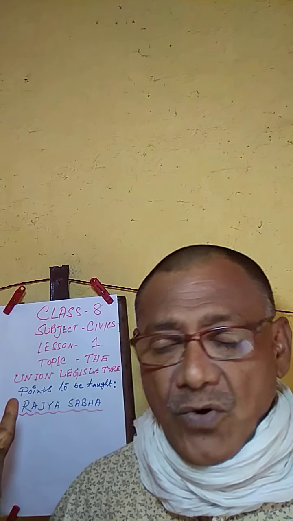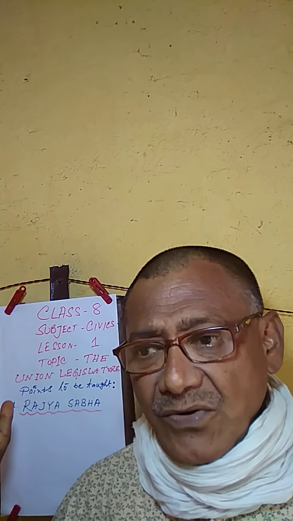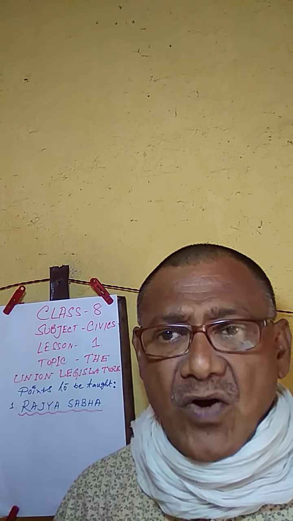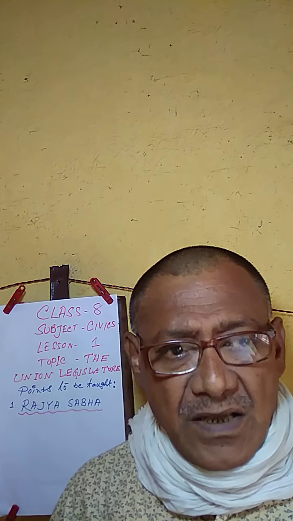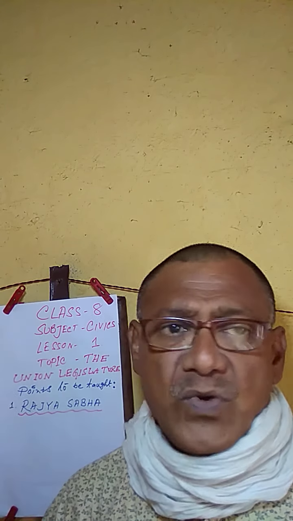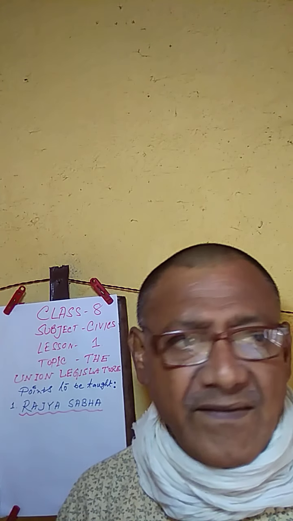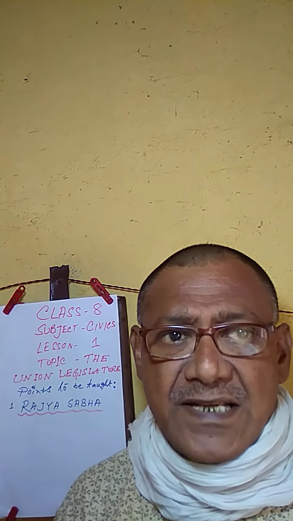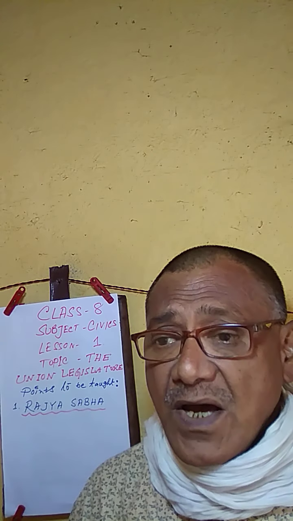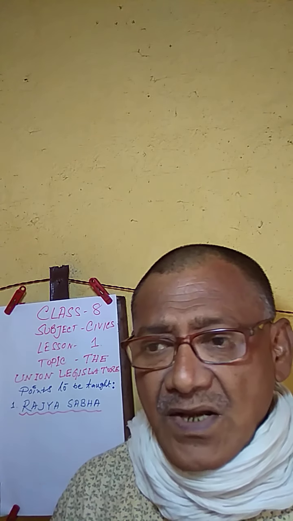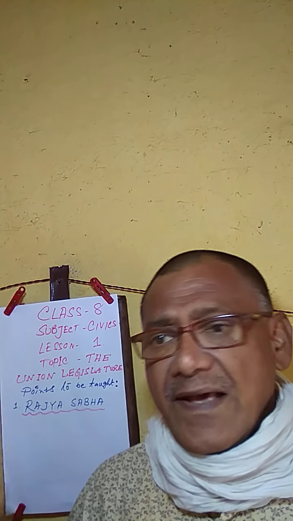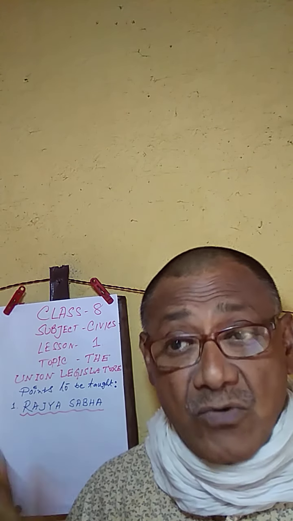They become members of the Rajya Sabha for a term of 6 years. But 1/3 of its members retire every 2 years. Besides, Rajya Sabha is known as the permanent house. Why? Because Rajya Sabha is never dissolved. That's why Rajya Sabha also is known as the permanent house.